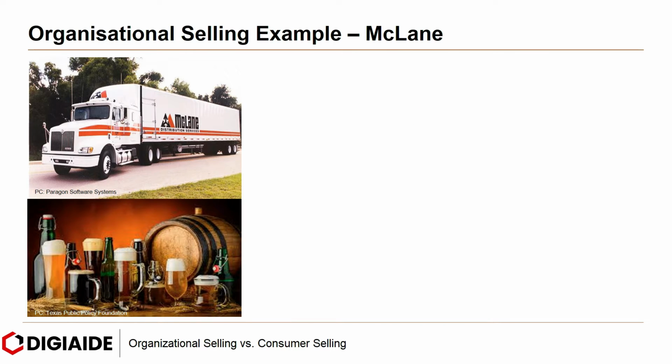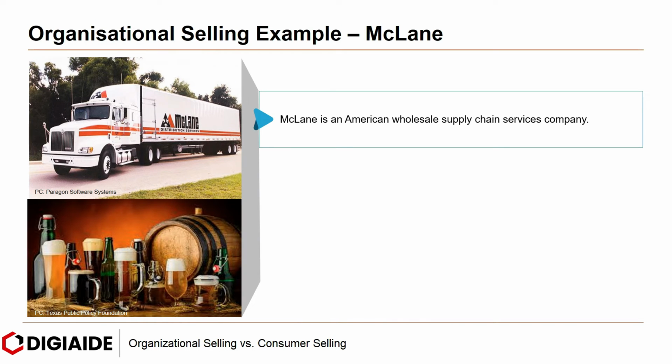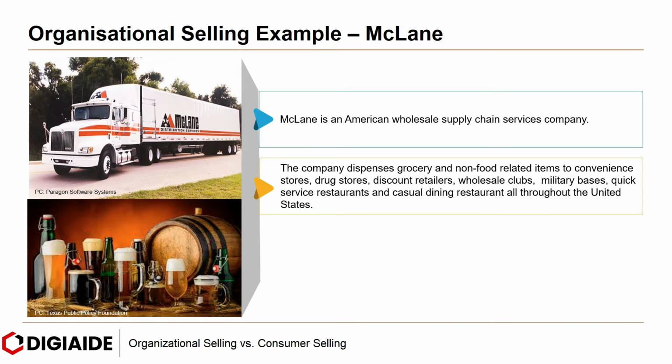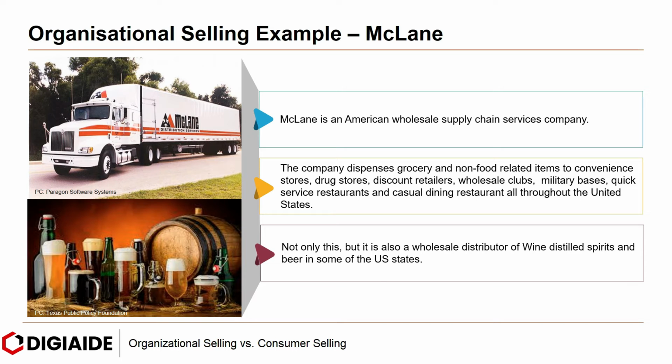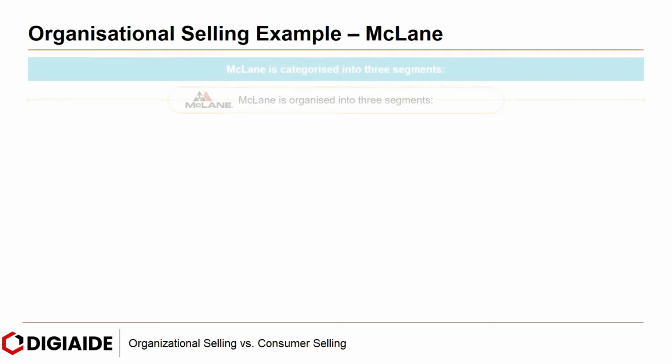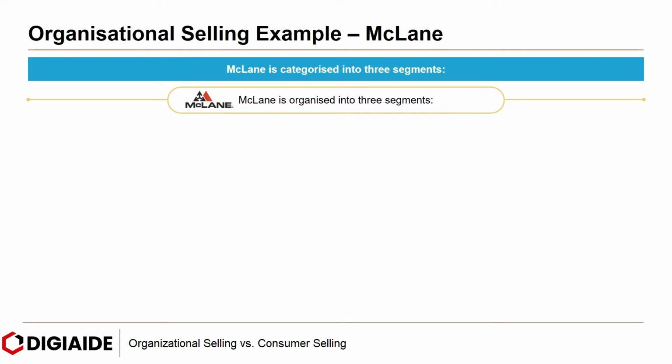Now looking at a few examples of companies in the organizational selling space, one of them is Mclane. Mclane is an American wholesale supply chain services company. The company dispenses grocery and non-food related items to convenience stores, drugstores, discount retailers, wholesale clubs, military bases, quick service restaurants, and casual dining restaurants all throughout the United States. Not only this, it is also a wholesale distributor of wine, distilled spirits, and beer in some of the US states. Mclane is categorized into 3 segments.